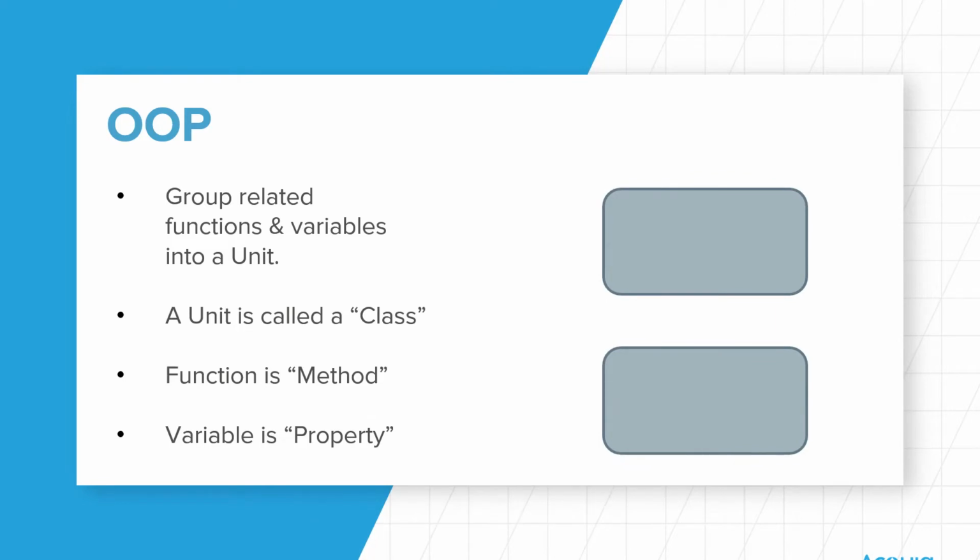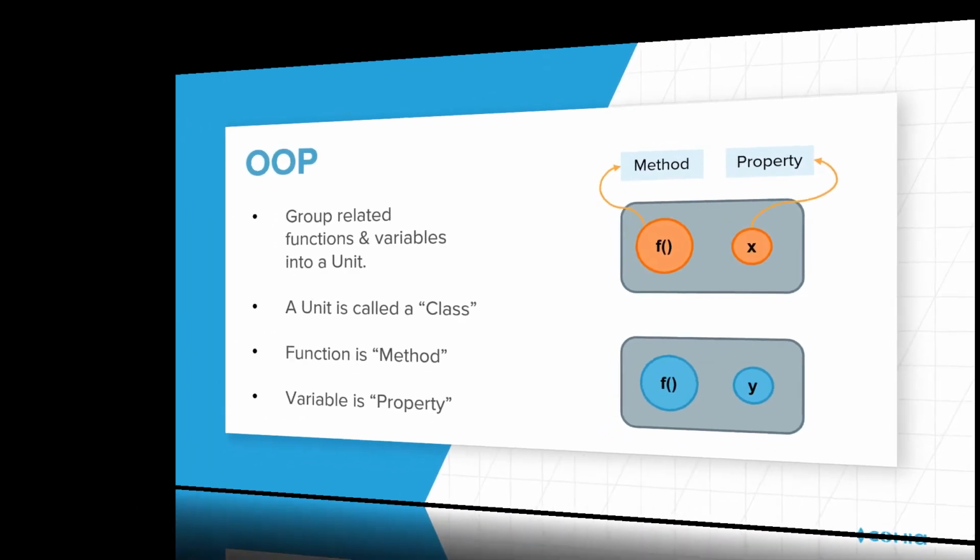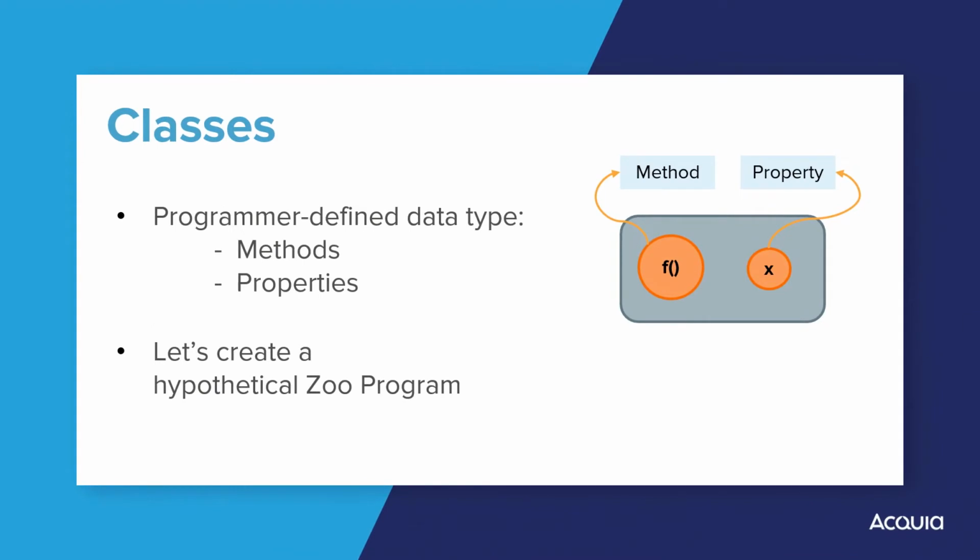In OOP, we combine a group of related variables and functions into a unit. We call this unit an object. We refer to these variables as properties and functions as methods. So let's look at an example of classes and objects. Keep in mind that a class is a programmer-defined data type, which includes local functions, known as methods, as well as local data, known as properties.